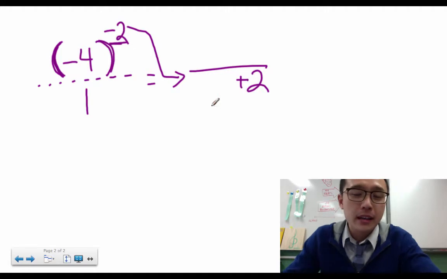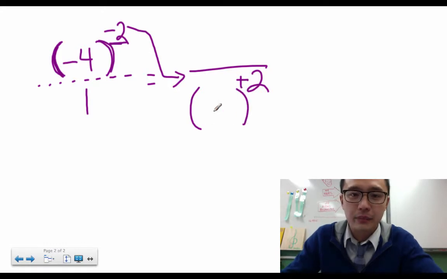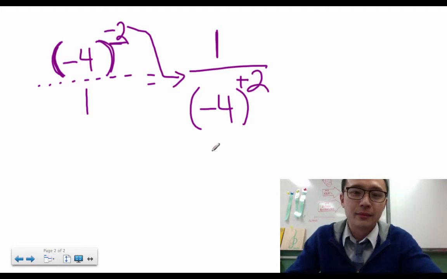And then what's your base? Well, this bracket, parentheses or brackets, whatever you call it, it's boxed out. So you're just going to keep it the same, negative 4. Are you done? No, because you just created a fraction. You flip this fraction. So this 1 has to go at the top. That's it. Okay? So this is how you get a negative exponent into a positive one.